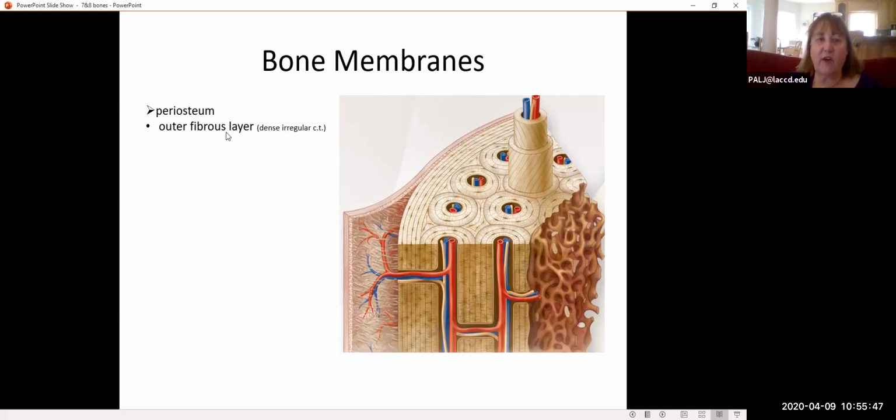So it's called the outer fibrous layer of periosteum, and what it's made out of is dense, irregular connective tissue. In addition to the outer fibrous layer, we are going to have an inner cellular layer. If you look at this, you can see that they've made it a whole bunch of little cells along its length. And it's in this inner cellular layer where we're going to find all the cells involved with osteogenesis.